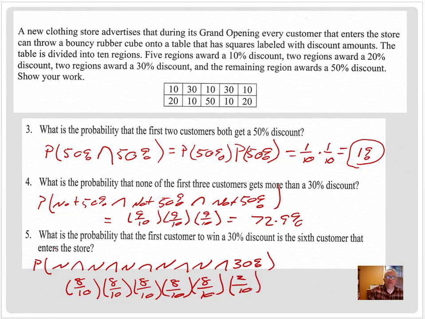So you see we have a sequence of events that are independent. And to get the probability of all of them happening, we just multiply their individual probabilities. We have 8/10, 5 times. That's the first 5 people not getting the 30% discount. Then finally times the 6th one, which does get the 30% discount. If you do all that mess, it's 6.5%.